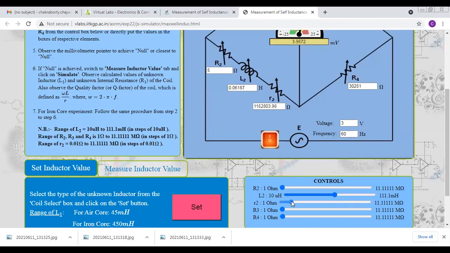So you can see there is only 3, 3, 5, no, 19. Again the bridge became unbalanced. I have to reduce it. Nothing happens.